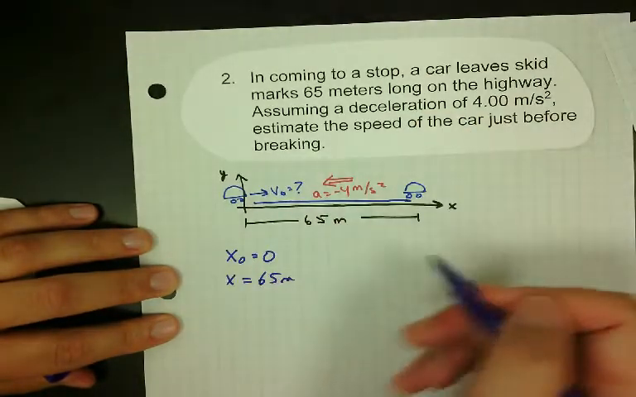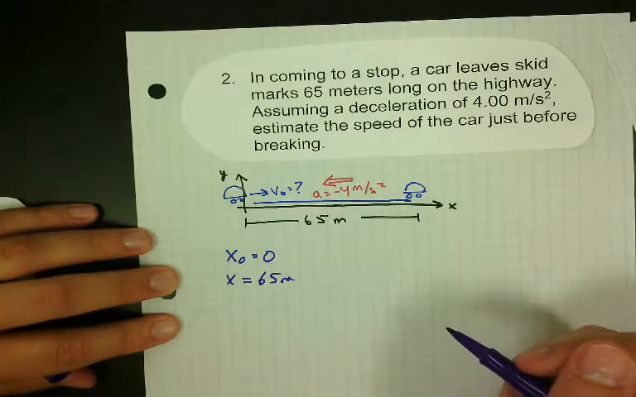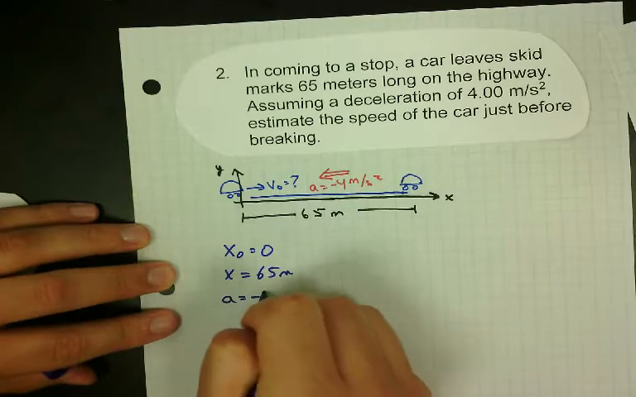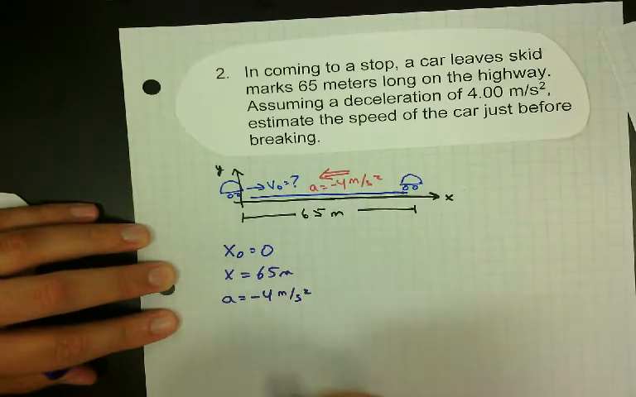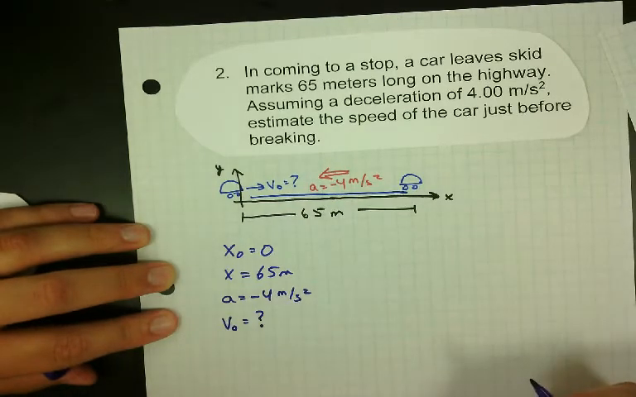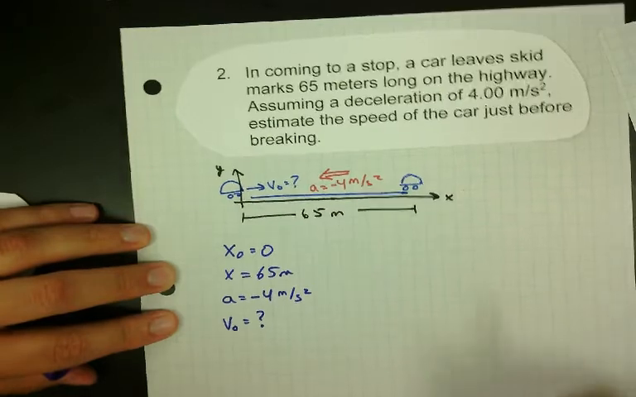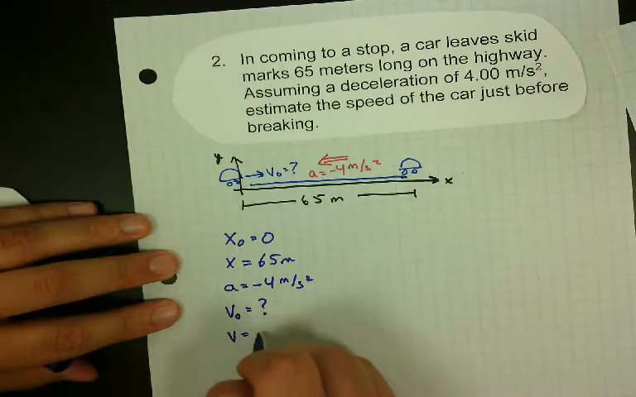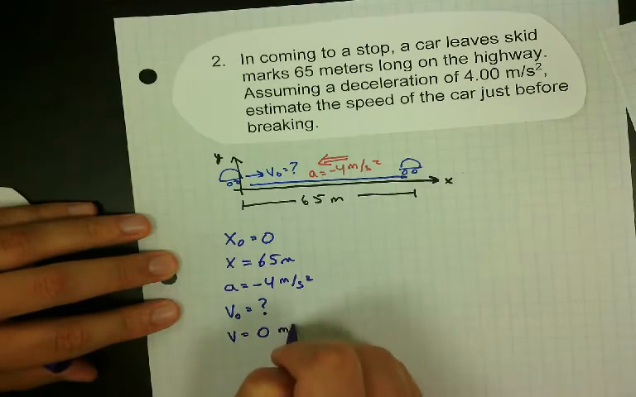This is why it's important that you draw your axes, though. Alright, we're going to say my deceleration, or my acceleration, is negative 4 meters per second squared, and I'm trying to find my initial velocity. Okay. Is there anything else I know? Oh, yeah, there is something else we know, right? I come to a stop. So if I come to a stop, that means that my final velocity is 0 meters per second.